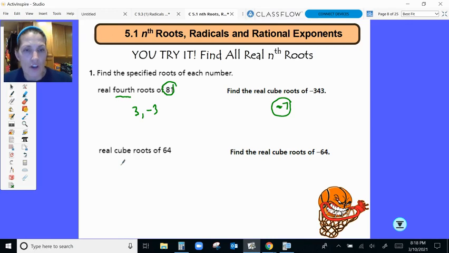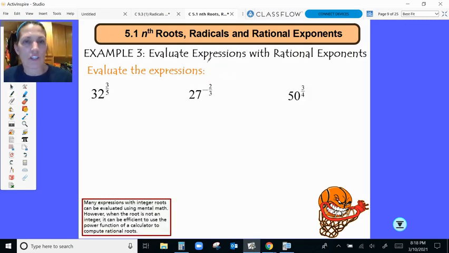Real cube root of 64, again, it's just going to be one root, so it's going to be positive 4. 4 times 4 is 16, and 16 times 4 is 64. And then the real cube root of negative 64 is going to be negative 4. Okay? All right, so now let's get on into this. We're going to start evaluating these expressions. So now we have a rational exponent. Remember, up here is always going to be my power on the top, and this one is always going to be my root.